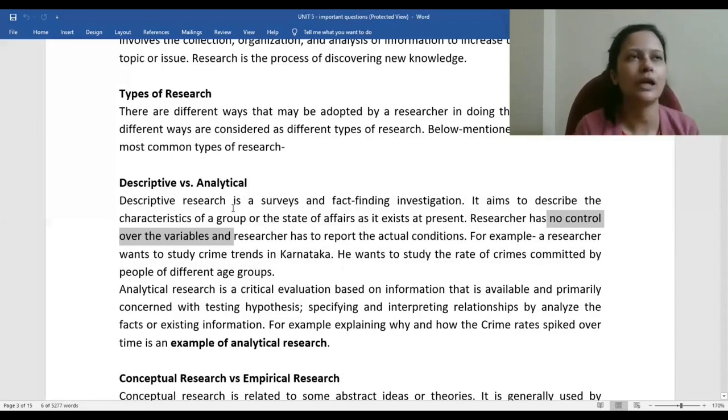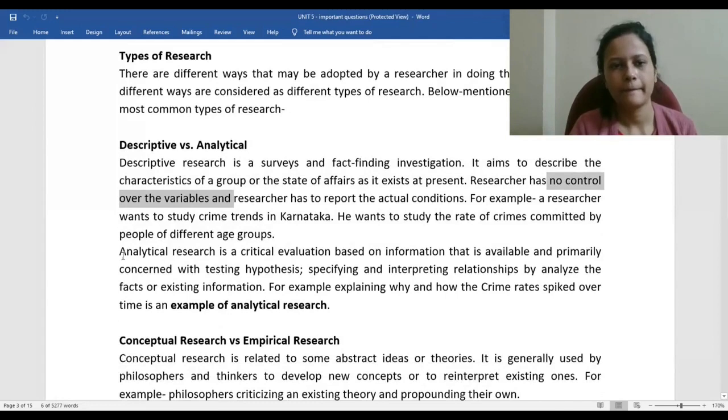He is not going to Karnataka and spreading awareness that please don't commit crimes, it's a bad thing. He is letting people do whatever they want. He is simply collecting the data and doing research, a fact-finding investigation. He is not bothered with what the people of Karnataka are doing. Okay, let them do whatever they want, I am simply doing a fact-finding investigation. That is nothing but descriptive research.